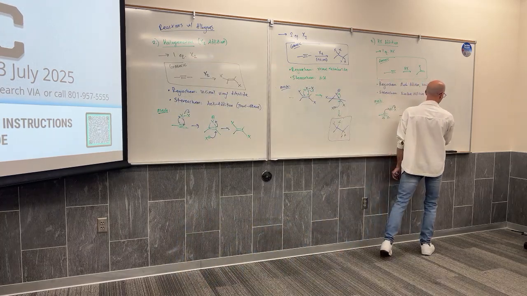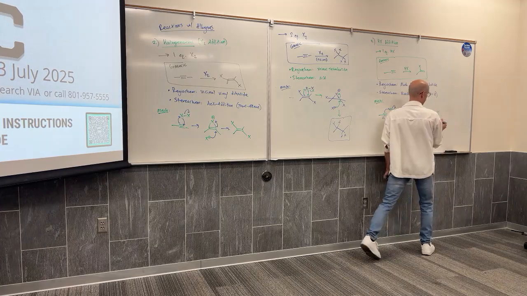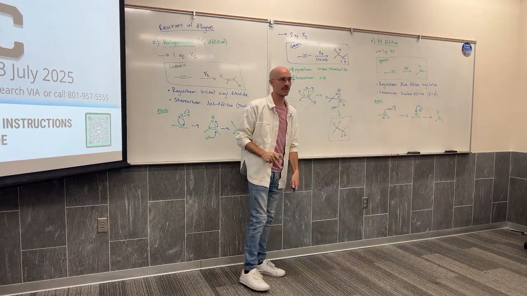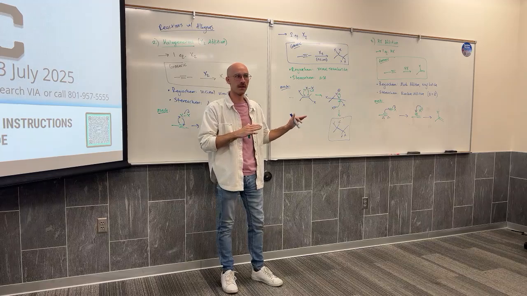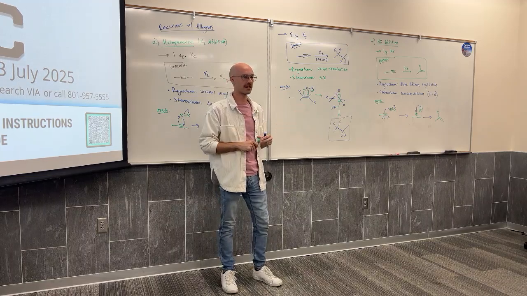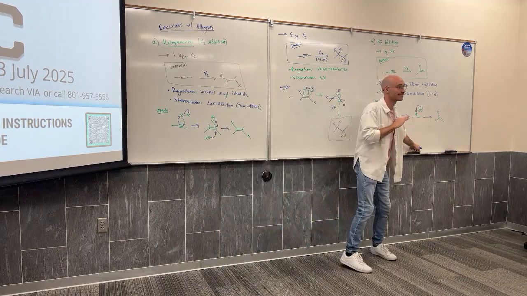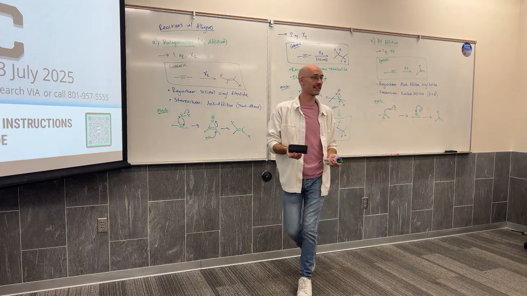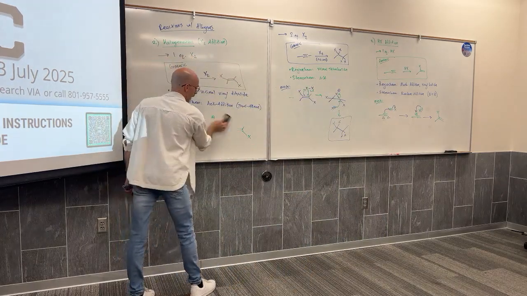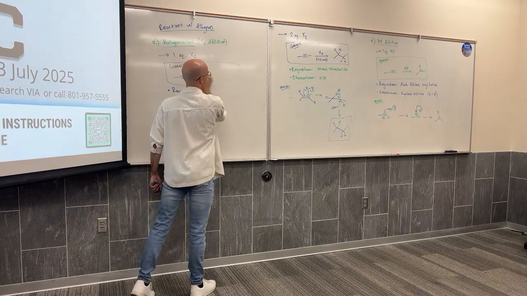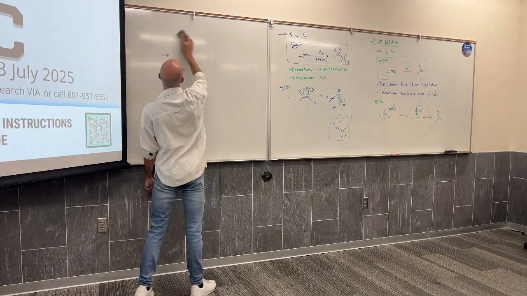Halide attacks. Gives me the vinyl halide. How different is that from our alkene HX addition? The only difference is that you've got an alkyne to work with instead of an alkene. You've got two pi bonds to work with instead of one.